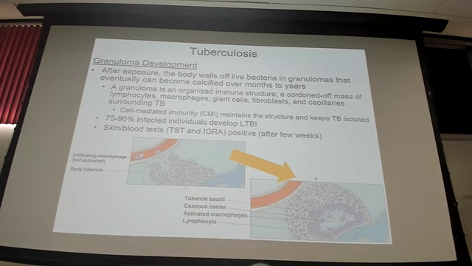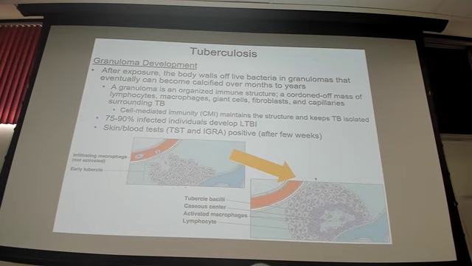At that point, when your adaptive immune response kicks in, when you have your cell-mediated response and B cells involved as well, this is when you start having positive tuberculin skin tests, the TSTs, and those interferon gamma release assay tests, IGRAs. Those will be positive at this time.